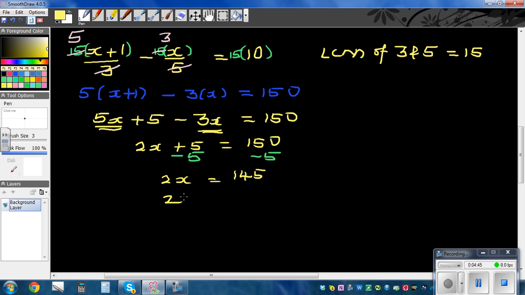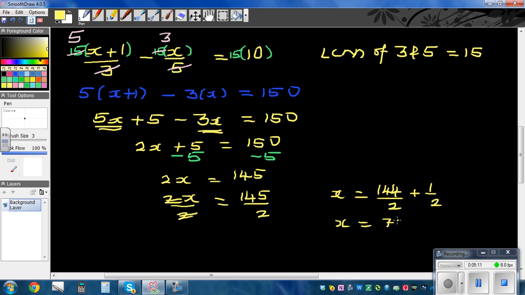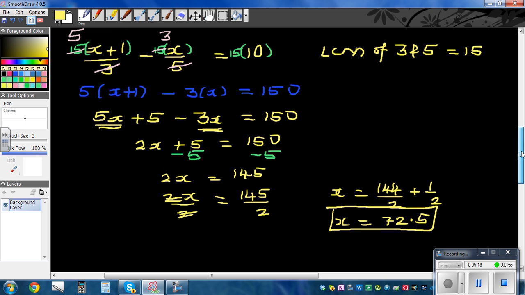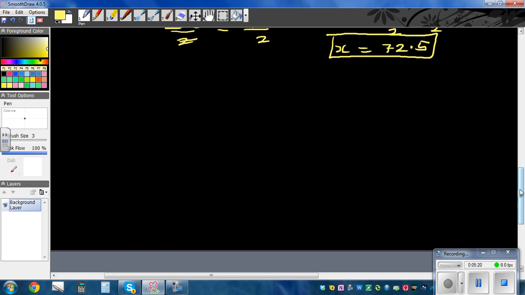And now dividing both sides by 2, so 2x divided by 2 is equal to 145 divided by 2. So x and x get cancelled. x is 145 divided by 2, which is, of course, I don't want to use a calculator. So this is 144 divided by 2 plus half, which is 72 plus 0.5, so this is 72.5 to be exact. Okay, let me finish off with one more question.